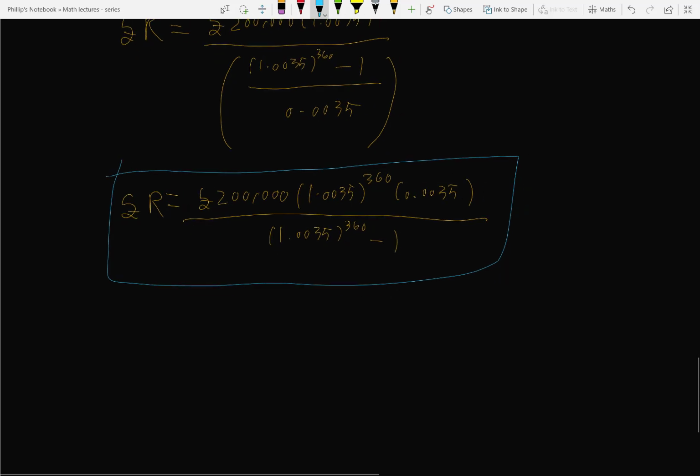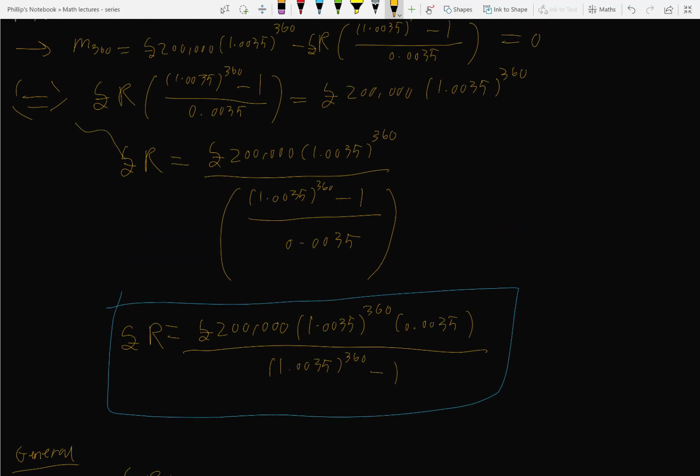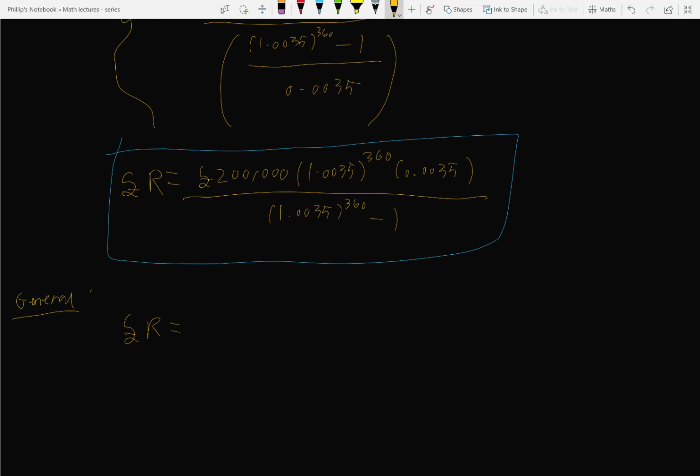Generally speaking, rather than the example, I'll find out what this is in a minute, but what we're going to have is the same thing, but we replace 200,000 with P and replace 1.0035 with 1 plus R over 12. Generally speaking, we're going to have capital R. I'm not going to do the steps here because this takes a while. So M to the 12n is going to be equal to 0. So 360 is equal to 12n, 200,000 is equal to P. The actual process to get there is going to be the same, and 1.0035 is equal to 1 plus R over 12. Other than that, everything else is going to be the same.